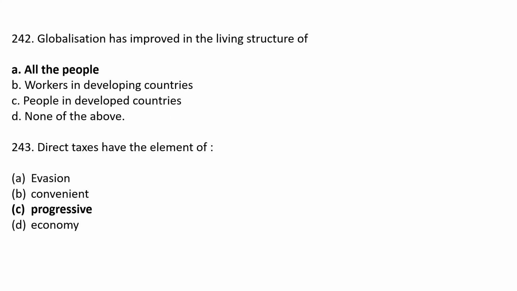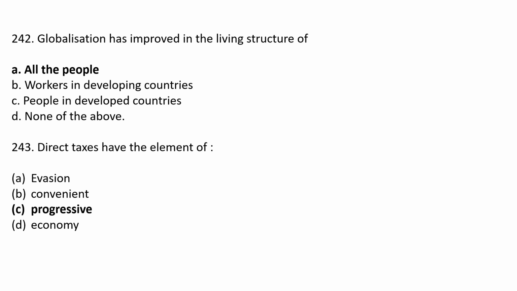Globalization has improved the living structure of option A, all the people, option B, workers in developing countries, option C, people in developed countries, option D, none of the above. The correct answer is option A, all the people. Globalization has improved the living structure of all the people.